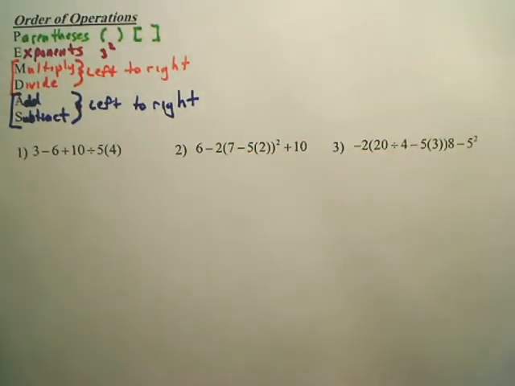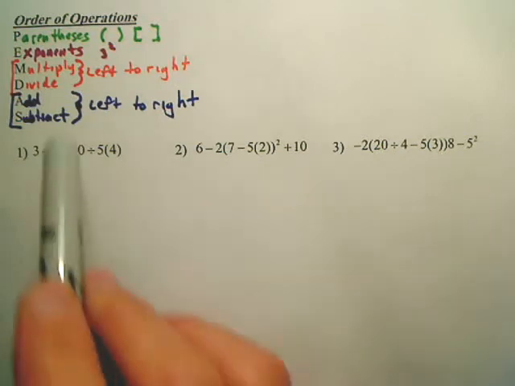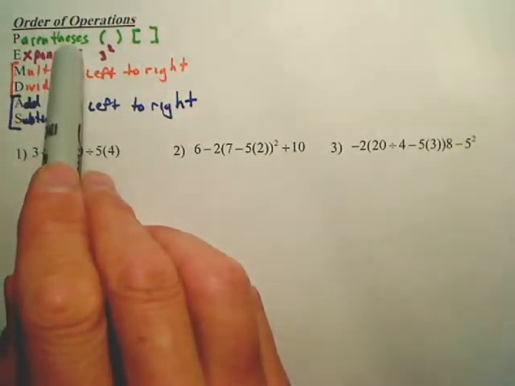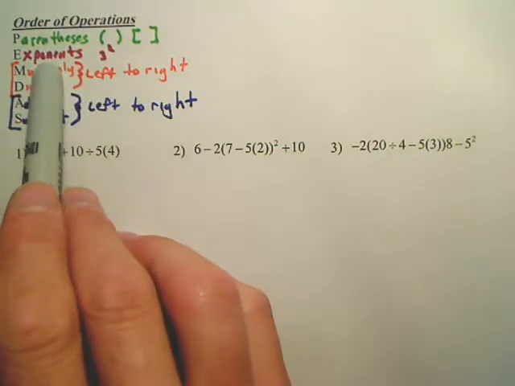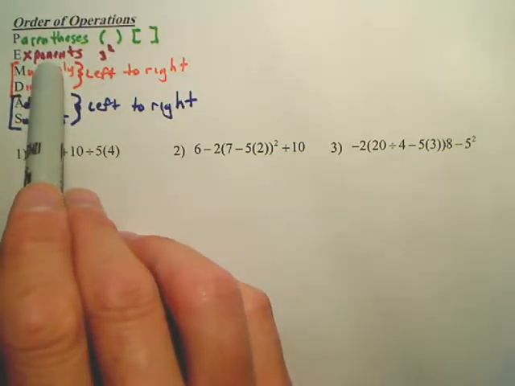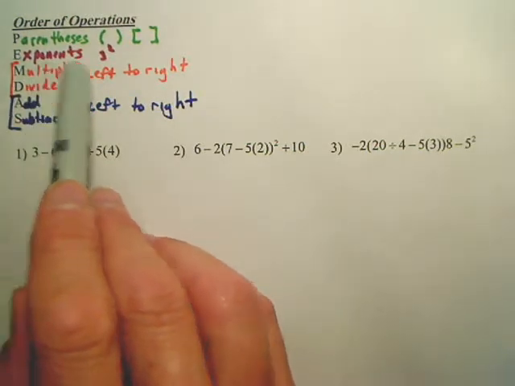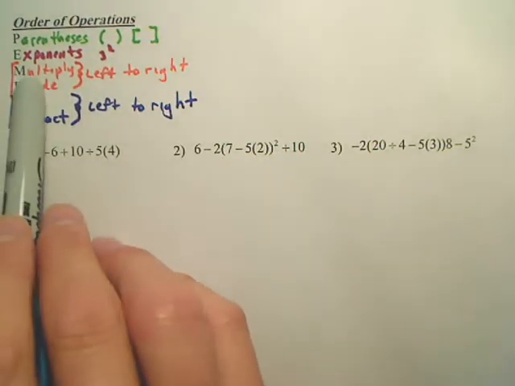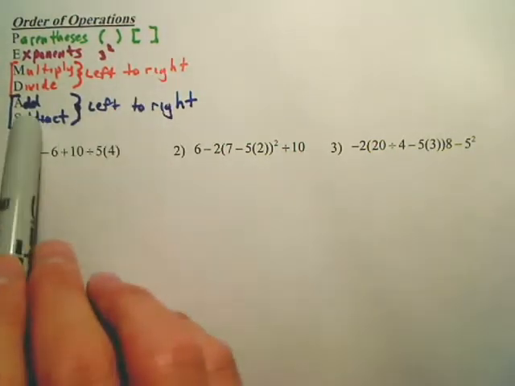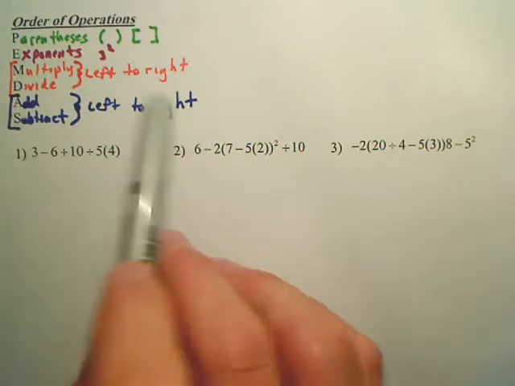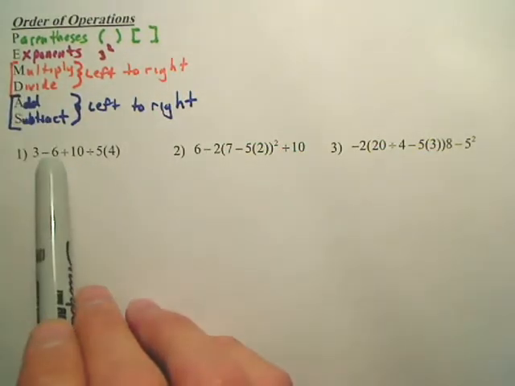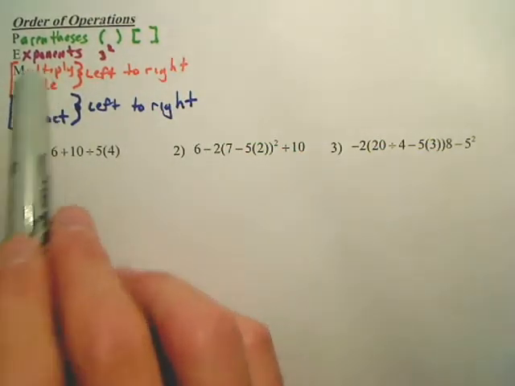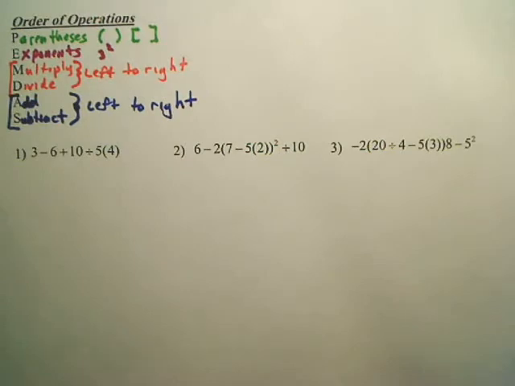Okay. So, we first look for all parentheses and do everything inside of parentheses. Then we look at exponents and do everything inside that is exponentiated. Then we multiply and divide from left to right. Then we add, subtract from left to right. Basically, there's 4 things we do. It's just this is 2 and this is 2 in 1.